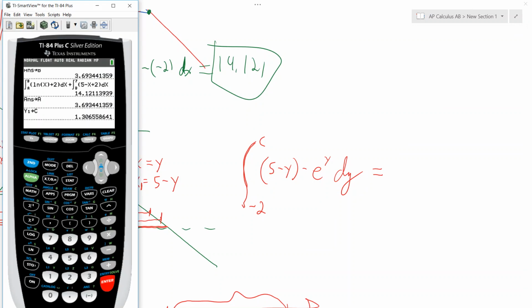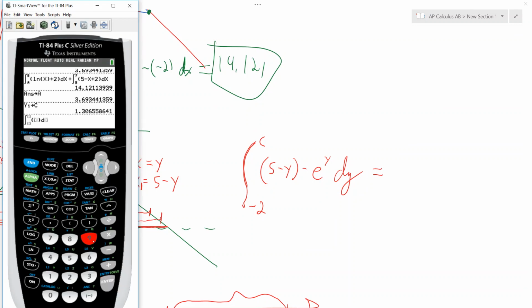So when we do this on a calculator, we're going to hit math 9, -2 to alpha c, because I stored that as that y value, of 5 minus x minus e to the x dx. And it better give me 14.1211. Holy crap, it does. All right. So it gives us the same answer again. It was only one integral.